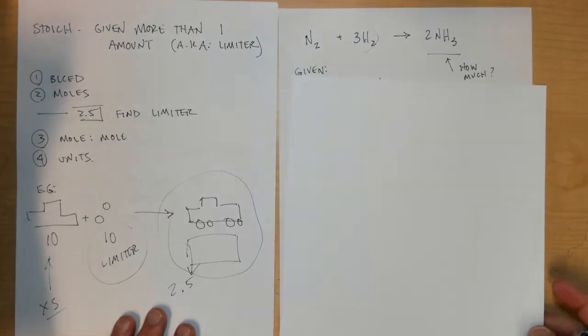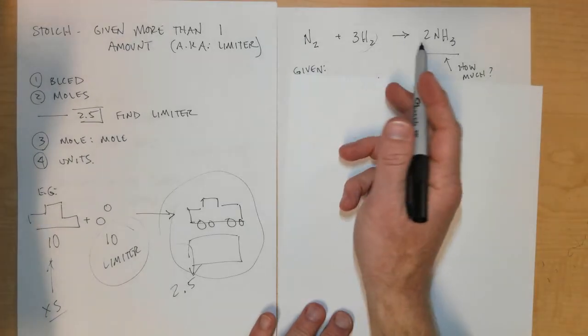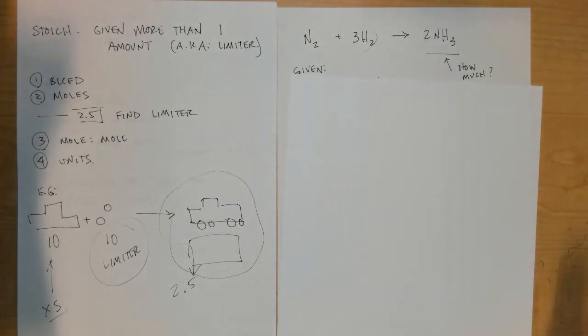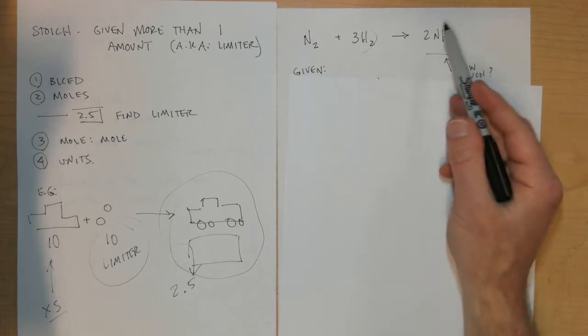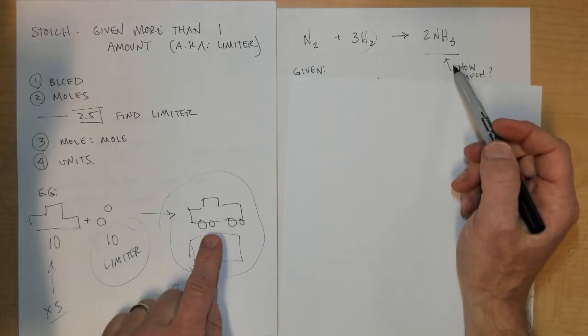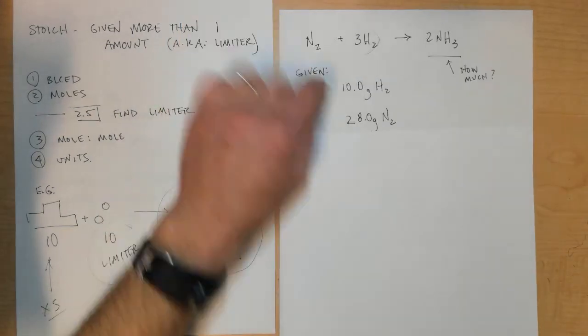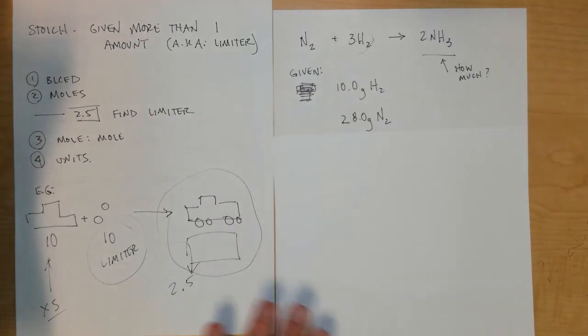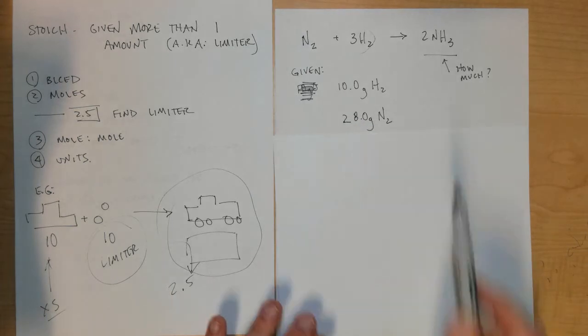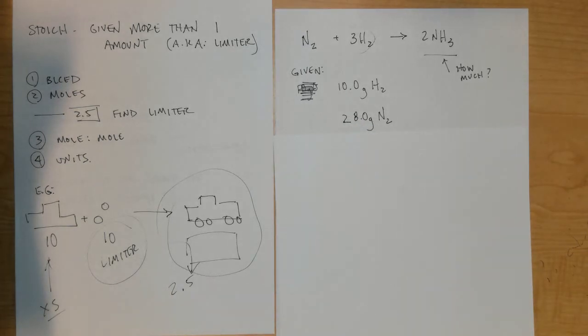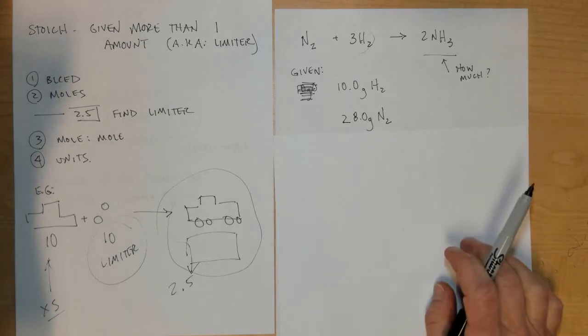Here's our balanced chemical equation. We're going to use N2 plus 3H2 makes 2NH3, and we're going to ask the question, how much of this stuff can be made? Just like we asked how many cars can be made. But this time we're given that we have 10 grams of hydrogen, and we're also given that we have 28 grams of nitrogen.